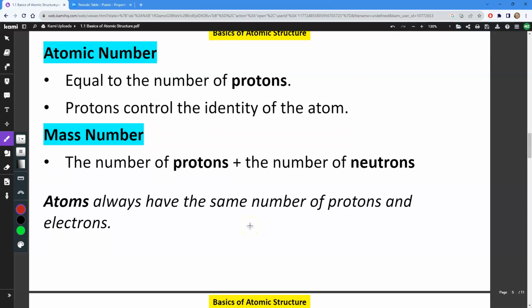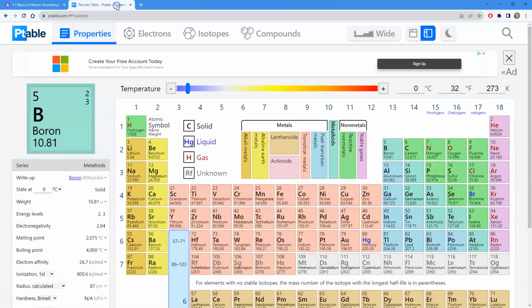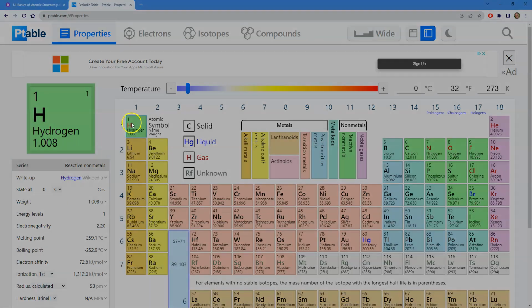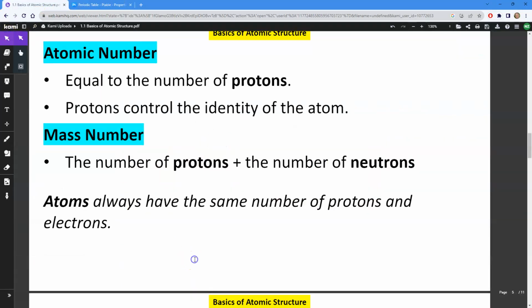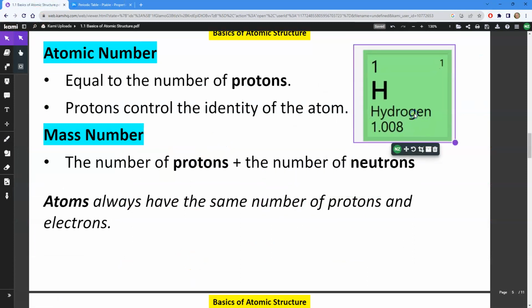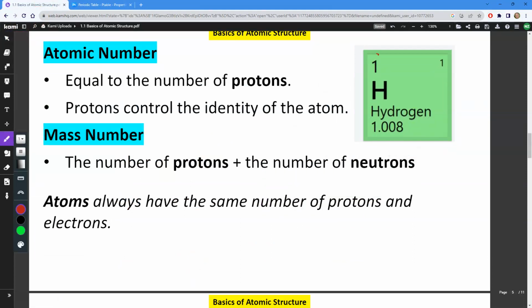Okay, some other terms you need to know. Atomic number. Atomic number is equal to the number of protons. So if I go back to my periodic table, and if we pick a symbol like hydrogen, in the upper right-hand corner, hydrogen on our periodic table is number 1. It has 1 proton. That's what that number means.